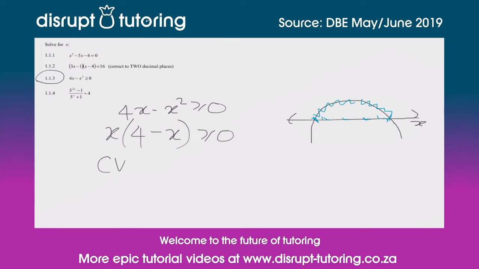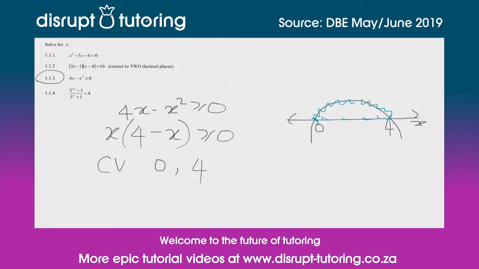So the one critical value is going to be 0, and the other critical value is going to be 4. How did I find the critical values? Well, it's essentially what makes this 0. So if x is 0, we know the whole thing is 0. And if 4 minus x is 0, then the whole thing is 0. And if 4 minus x is 0, this must be 4. So that's how we get our critical values. And essentially what we've solved for is that value over there and that value over there.